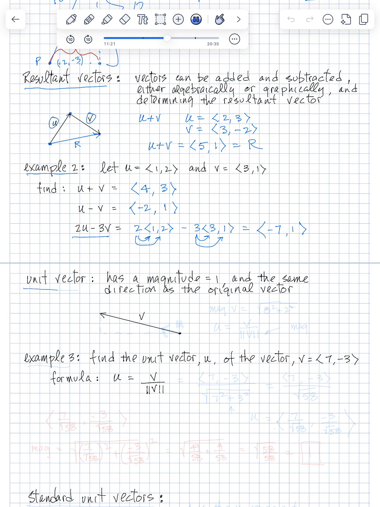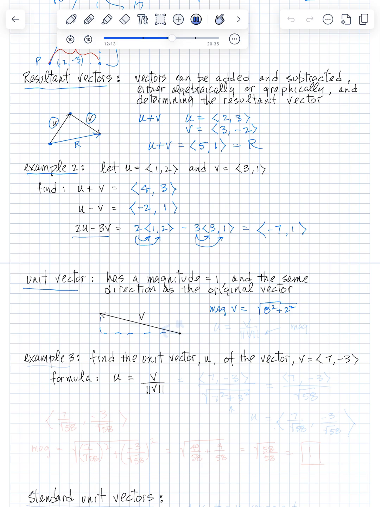Okay, let's define what a unit vector is. This is a vector that has a magnitude of 1, and it has the same direction as the original vector. So if we're looking at vector v here, and we know the magnitude is greater than 1, if we wanted to know what the magnitude is, we just count the squares, do Pythagorean's theorem. So it's 1, 2, 3, 4, 5, 6, 7, 8. 8 to the left and 2 up. So the magnitude of v is the square root of 8 squared plus 2 squared.